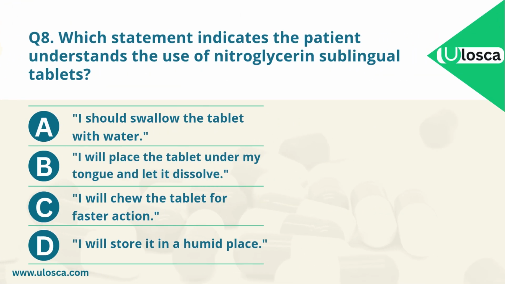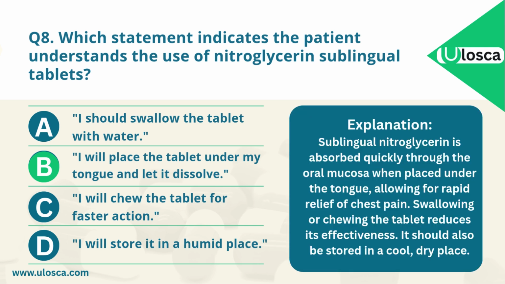The correct answer is B. I will place the tablet under my tongue and let it dissolve. Explanation: sublingual nitroglycerin is absorbed quickly through the oral mucosa when placed under the tongue, allowing for rapid relief of chest pain. Swallowing or chewing the tablet reduces its effectiveness. It should also be stored in a cool, dry place.